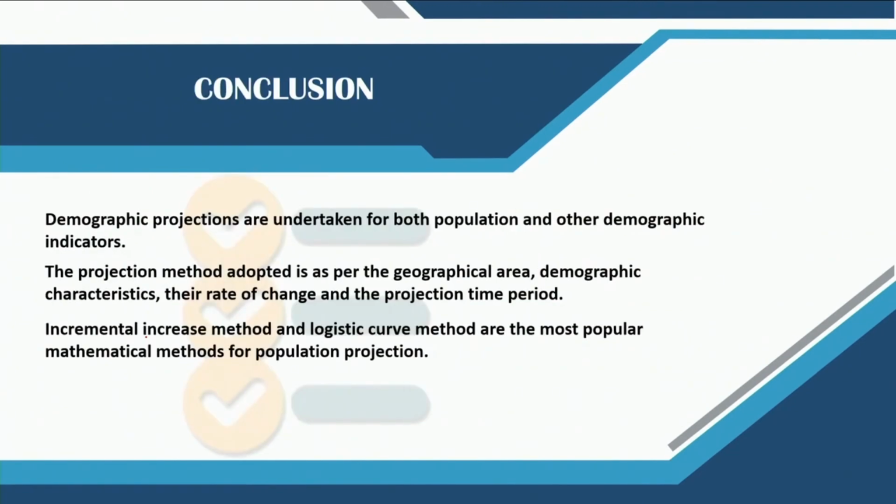So, to conclude, demographic projections are undertaken for both population and other demographic indicators. The projection method adopted is as per the geographical area, demographic characteristics, their rate of change, and the projection time period. The incremental increase method and logistic curve method are the most popular mathematical methods for population projection.